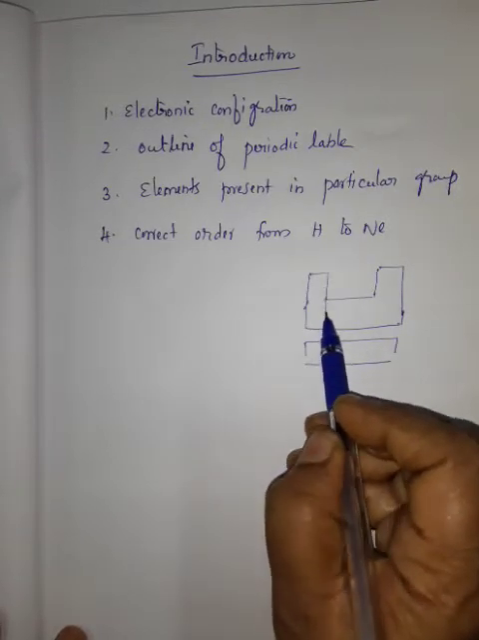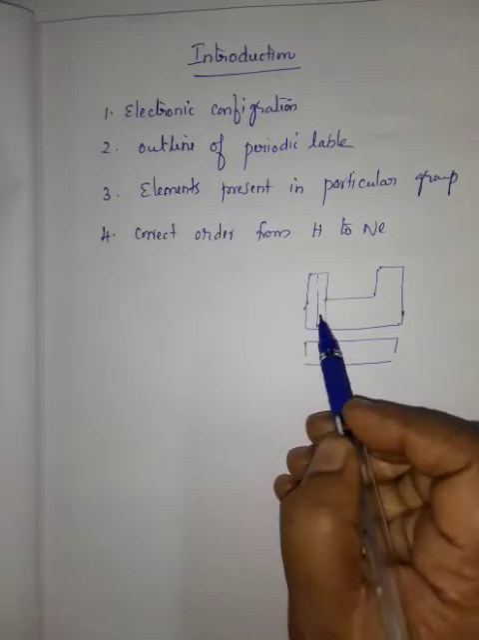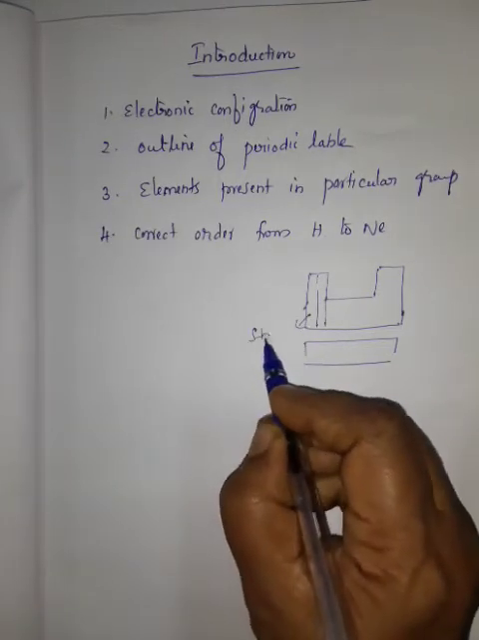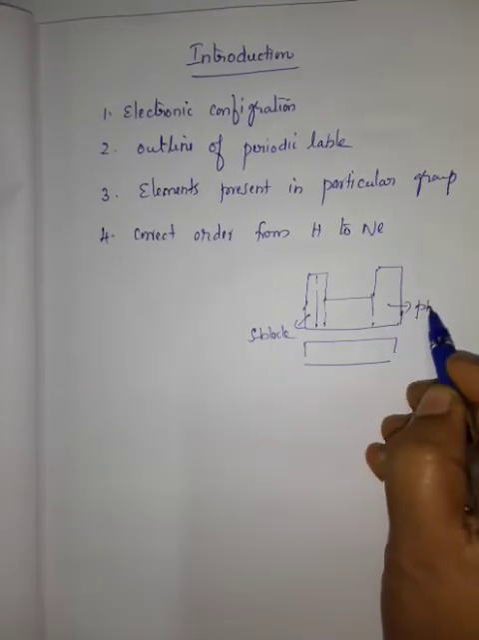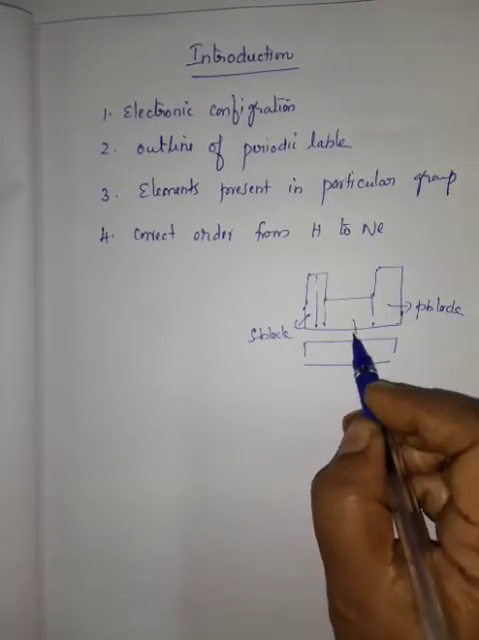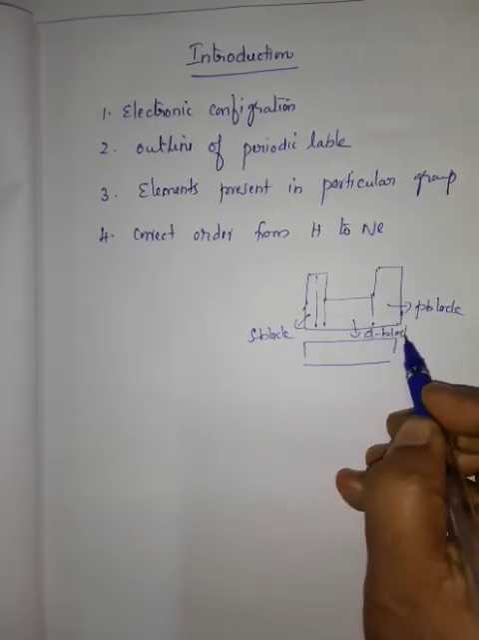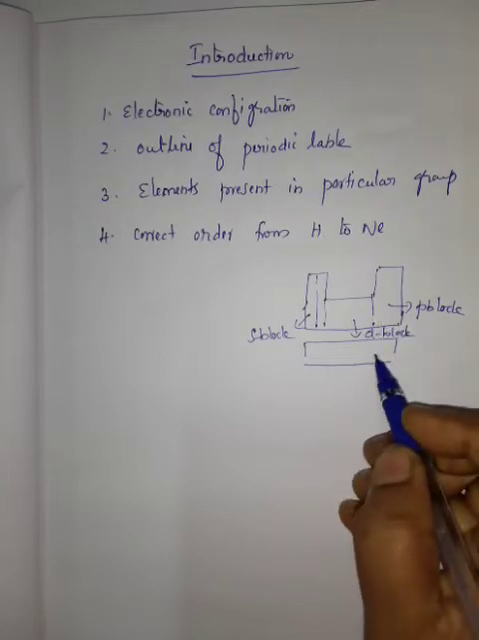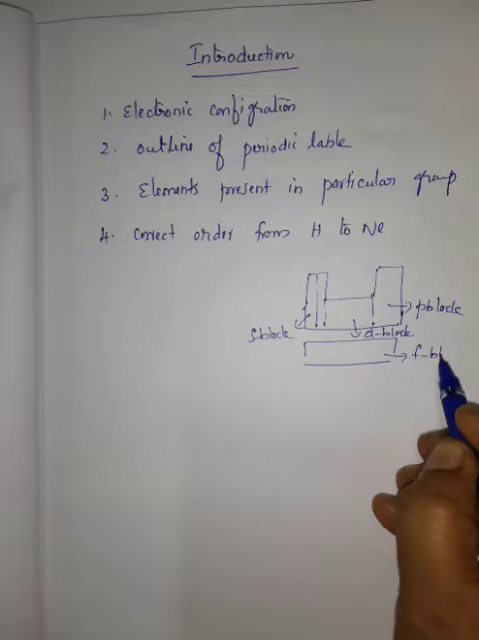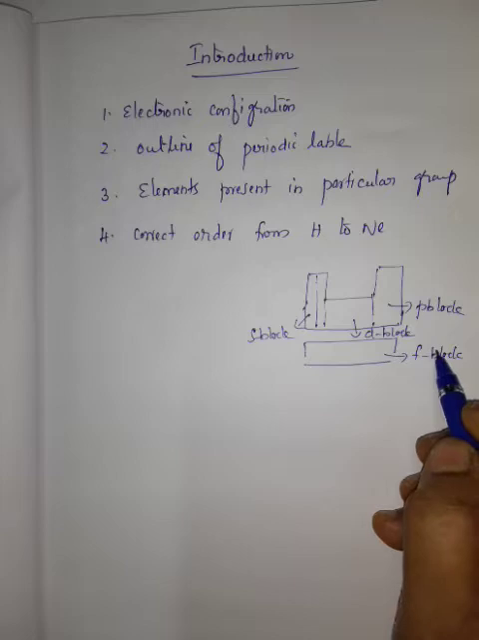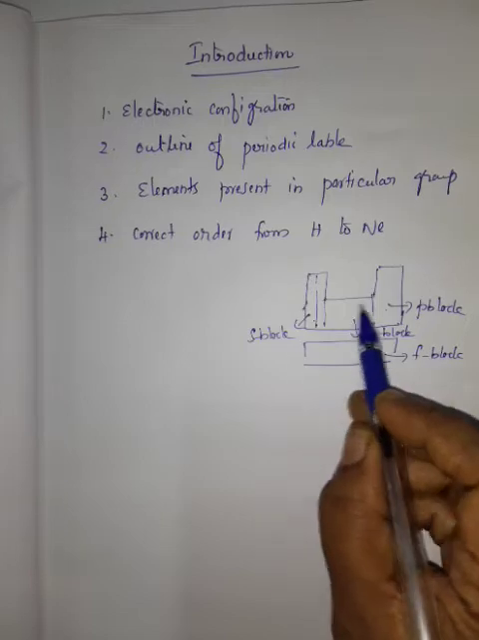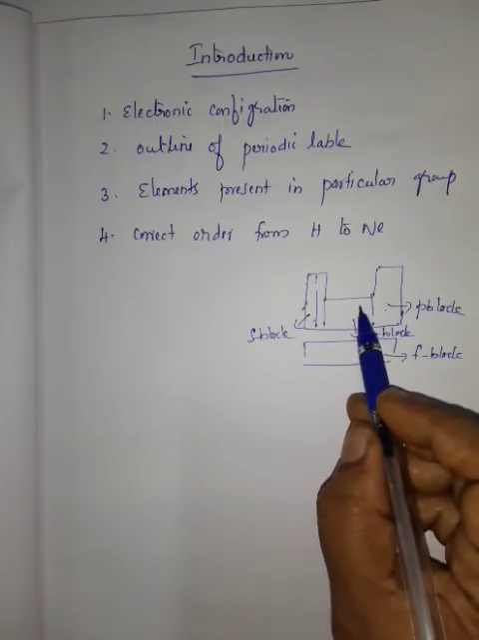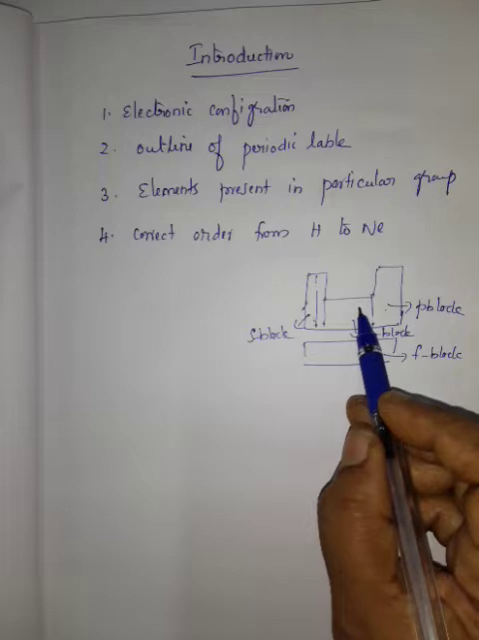This is the S block element. There are two groups in the S block, and this is the P block. This is the D block, D block or transition elements, they are known as. This is called the F block or inner transition elements. So today we are going to learn about only the P block element. If S block and P block elements are both considered, they are called representative elements. Now today we are going to learn only about the P block element.